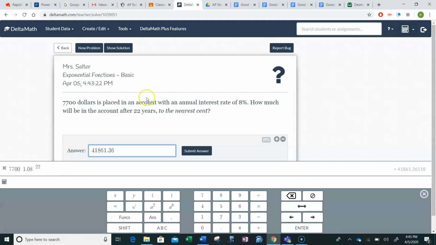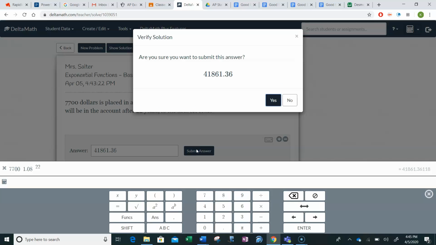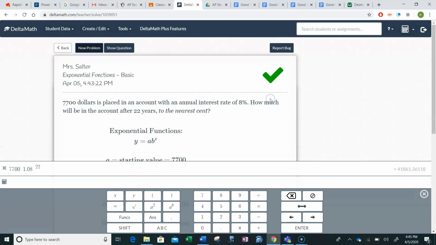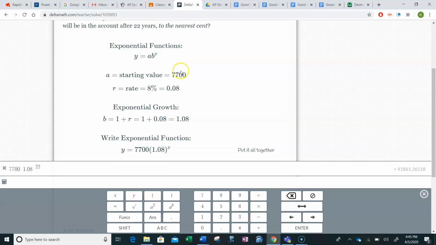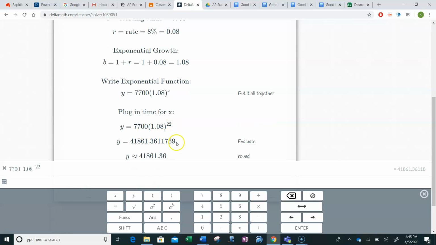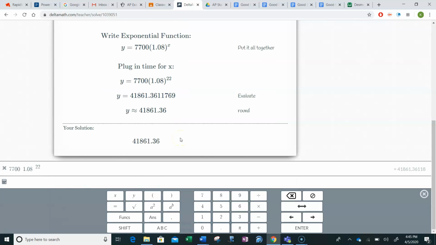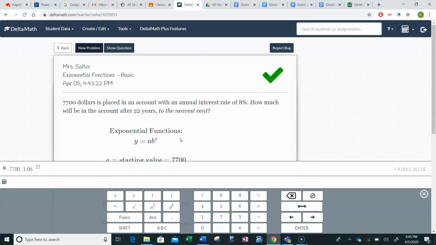Submit your answer. And of course, in Delta Math, if you're doing something wrong, it's going to show you what you're doing wrong. It's going to try to explain it to you, show you how you get that exponential growth rate, how you write your function, and then you substitute in. So if you're getting something wrong, try to look over this and see what you're doing.